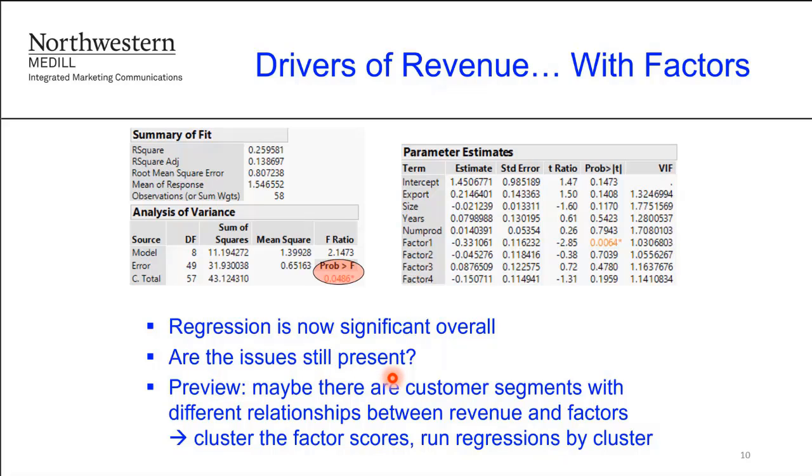I don't think so. This looks pretty great. As a preview, maybe there are customer segments with different relationships between revenues and factors: clustering on the factor scores, and running the regression by cluster. We will deal with that in the segmentation part. This is just a preview, so we will deal with it in more detail.